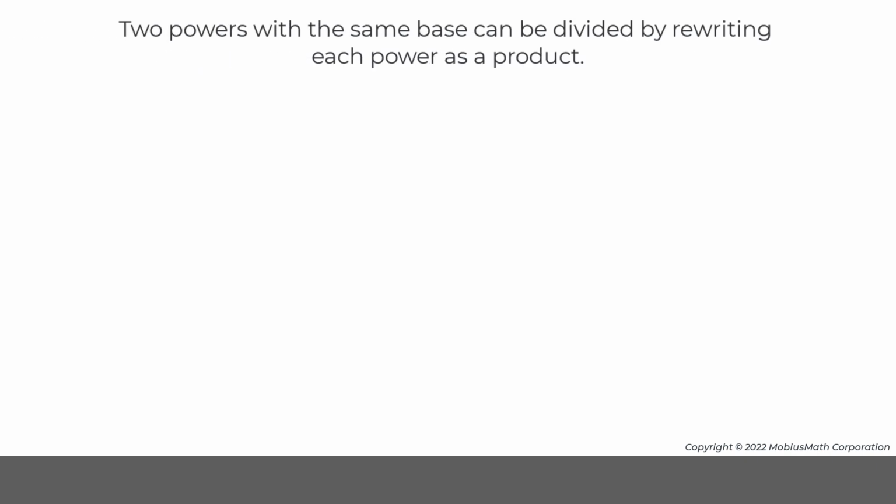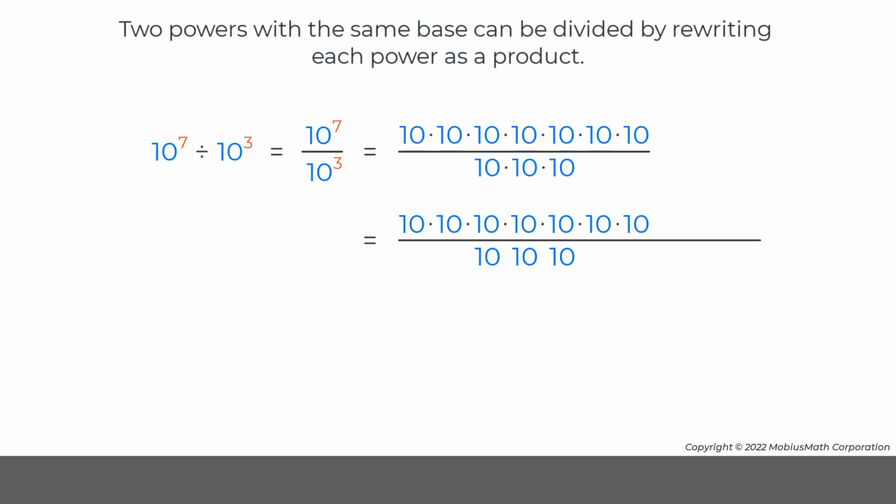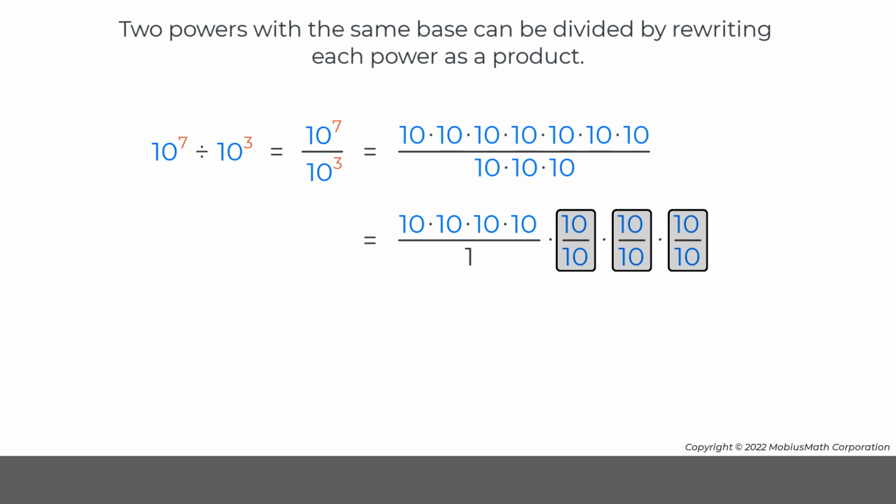Two powers with the same base can be divided by rewriting each power as a product. For example, 10 to the seventh power divided by 10 to the third power can be rewritten by representing this division in fraction notation and writing each power as a product. Next, this expression can be rewritten by factoring out 10 over 10 times 10 over 10 times 10 over 10.